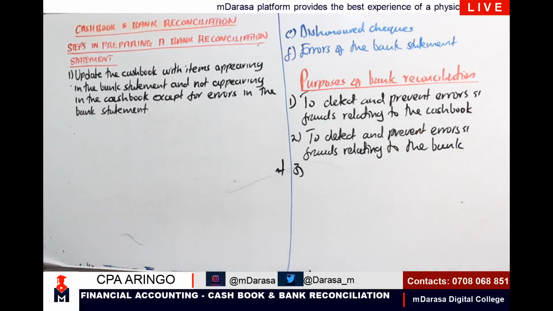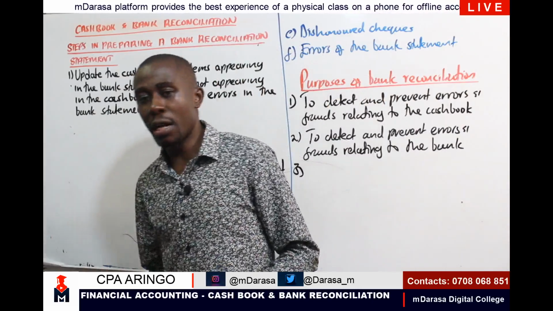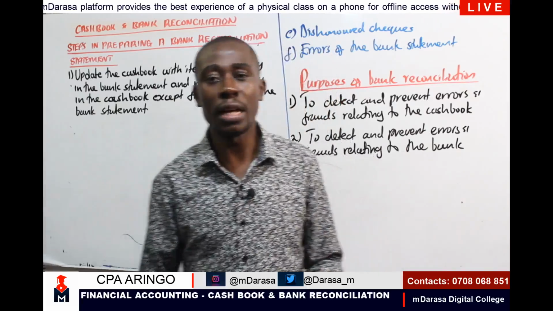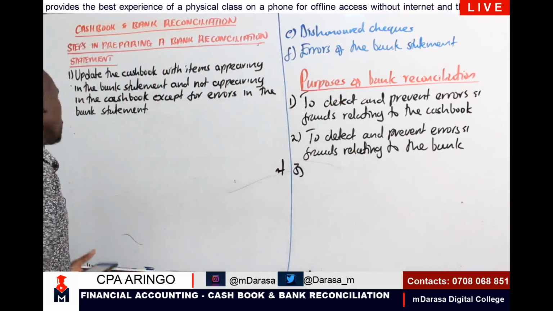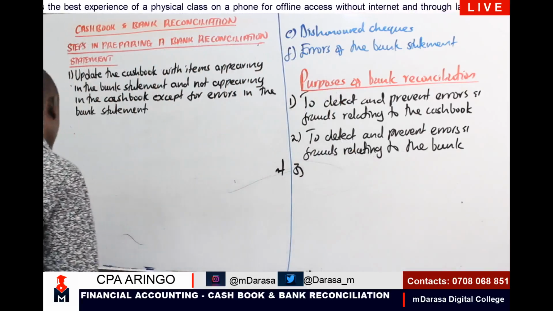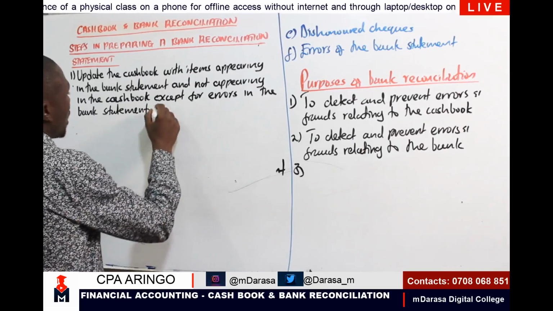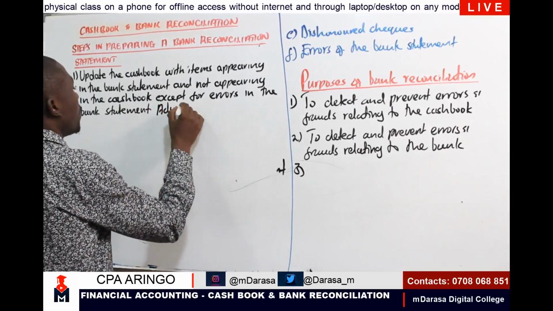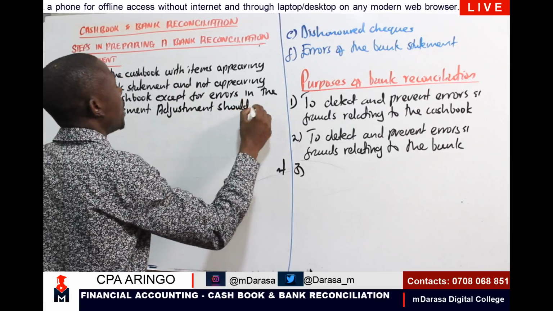So you're saying that the first step always is to update our cash book. Because as much as you will be preparing your cash book, you'll find that we'll be having a lot of differences, probably with items that we mentioned, causes that we mentioned earlier on. So in that case, to do this, adjustments should also be made for errors in the cash book.